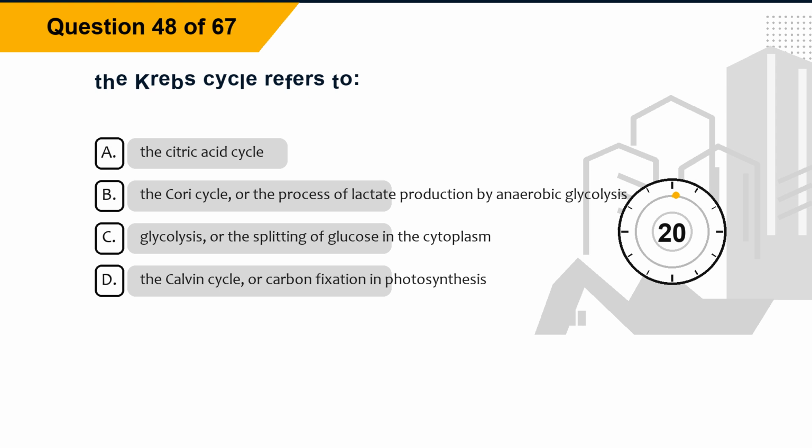Question 48. The Krebs cycle refers to: option A, the citric acid cycle. Option B, the Cori cycle, or the process of lactate production by anaerobic glycolysis. Option C, glycolysis, or the splitting of glucose in the cytoplasm. Option D, the Calvin cycle, or carbon fixation and photosynthesis.